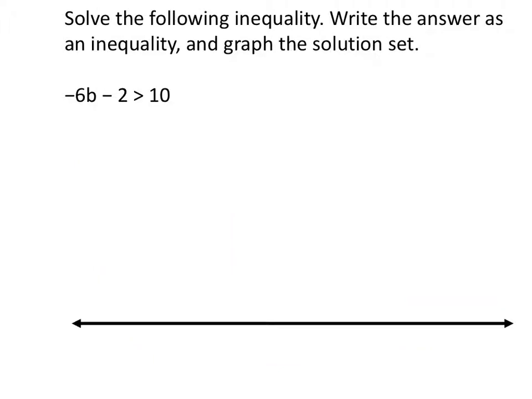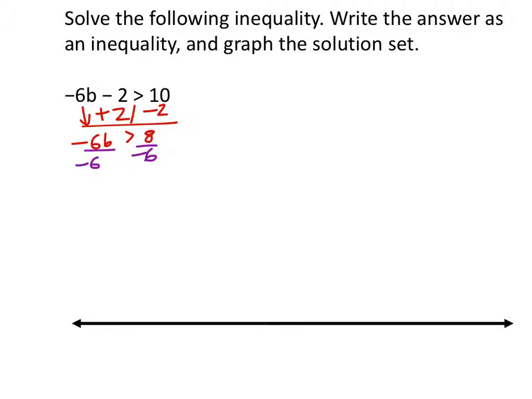All right, let's solve this one then. It is a little bit different, and we'll see why here in a moment. To solve this one, I would add 2 to both sides, so that I can get the b's by themselves. I'll drop the negative 6b, which is greater now than 8. But then I'm going to divide both sides by negative 6, which is going to flip.